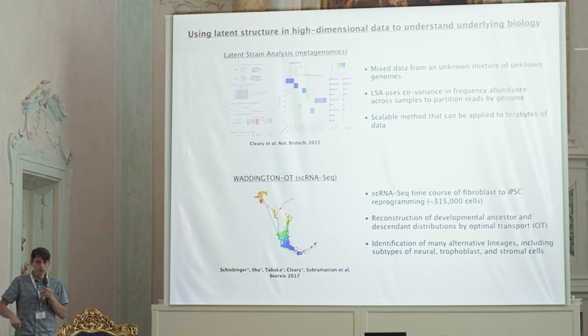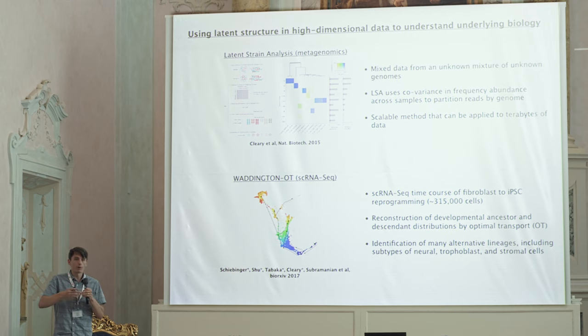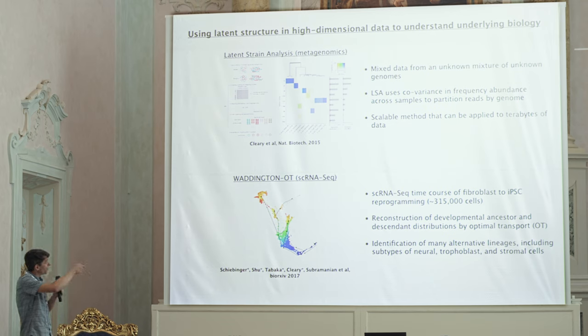single-cell RNA-seq. So what we did was we took fibroblasts and reprogrammed them using the factors mentioned in the previous talk to induce pluripotent stem cells, and we profiled them every 6 to 12 hours with single-cell RNA-seq. So we did about 300,000 different cells. We were able to identify many different cell types that emerged throughout this process, and we developed a new mathematical technique based on an idea called optimal transport to infer the ancestors and descendants of any given cell type that arises throughout the process. But anyway, these both have some related applications to studying tumor biology.